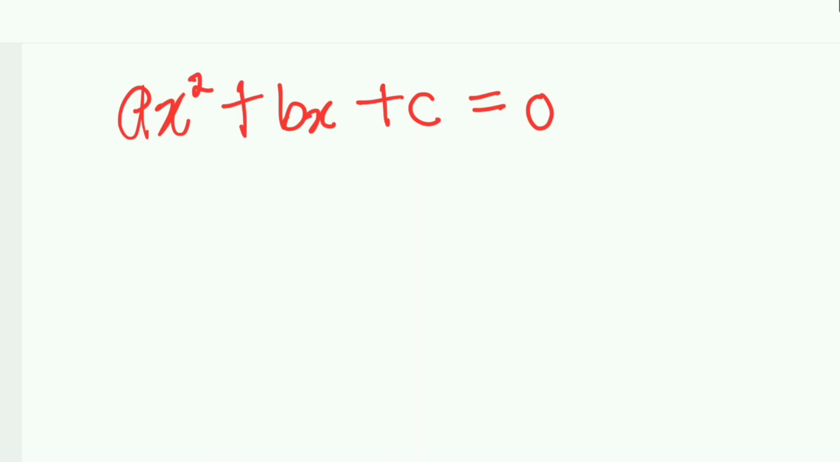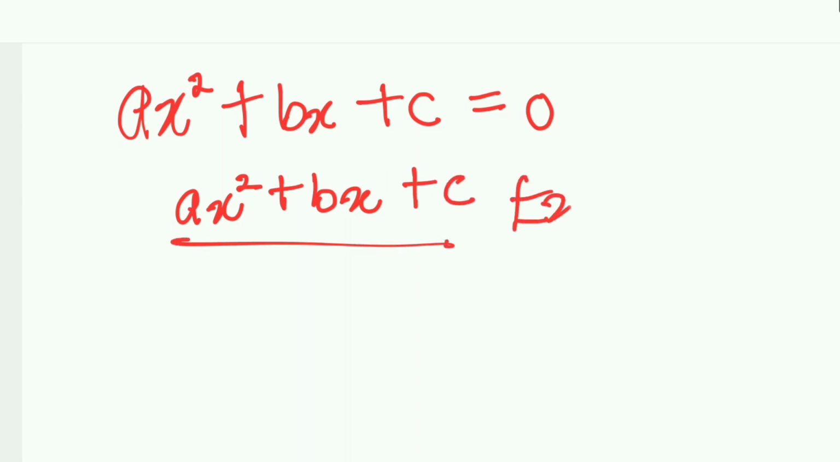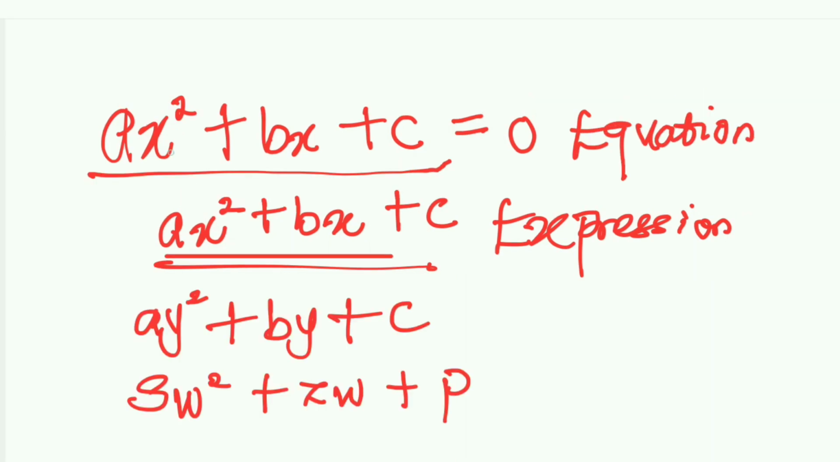There's a difference between a quadratic equation and a quadratic expression. An expression is just descriptive, without the equality sign. For instance, I have ax squared plus bx plus c. This is an expression. It is just descriptive. But when you talk about a quadratic equation, you have this to be an equation.